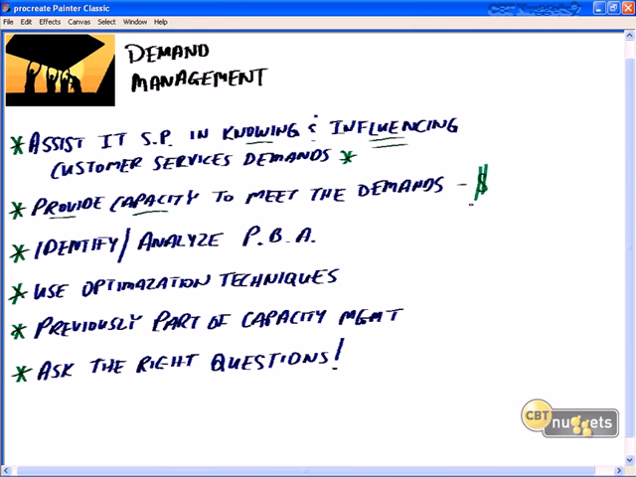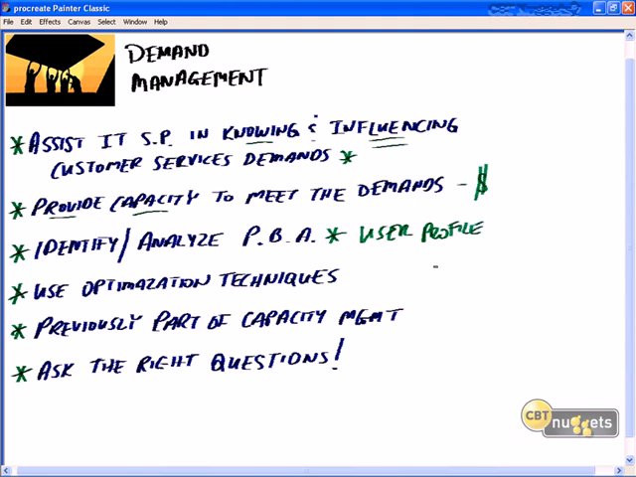You're going to identify and analyze what's called PBA, which is the pattern of business activity. And this is not something that's going to happen overnight. This is an ongoing analysis of the business process, the different variations in the workload. What are all the variables that can affect this business? We'll use optimization techniques. We can develop what we can call user profiles or profiling the business.